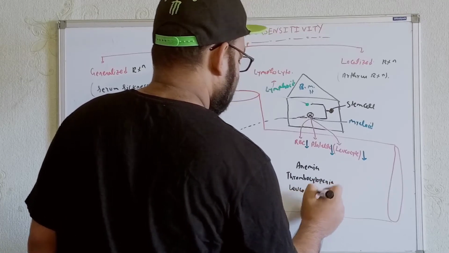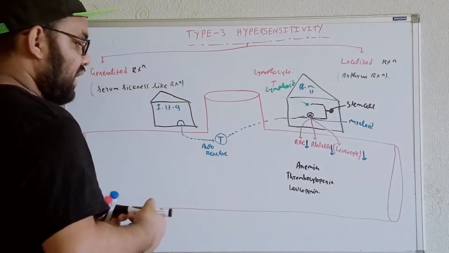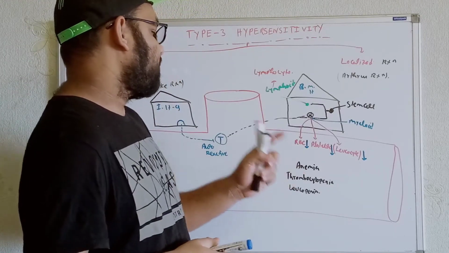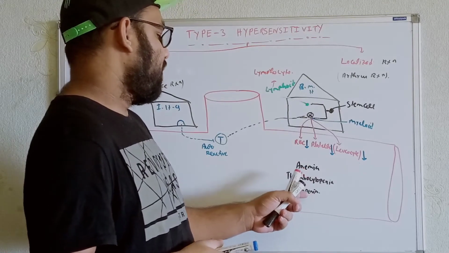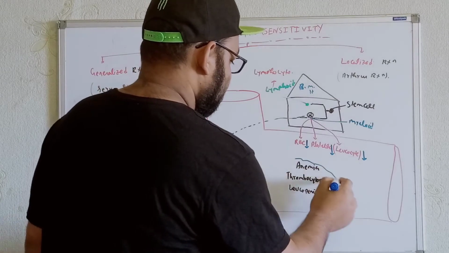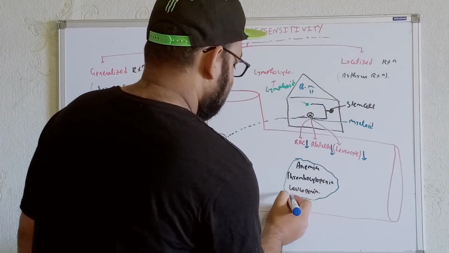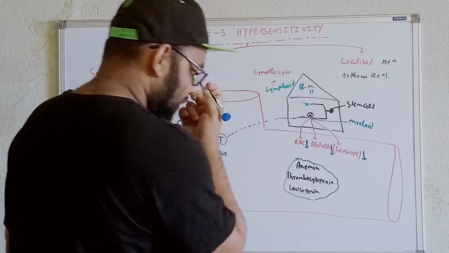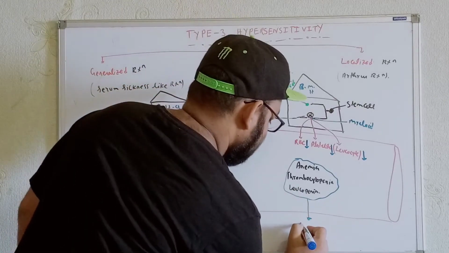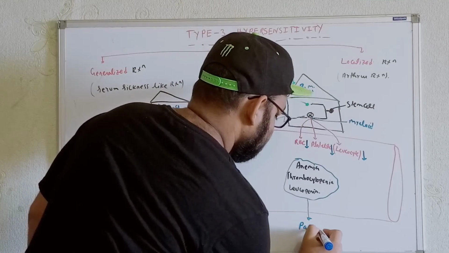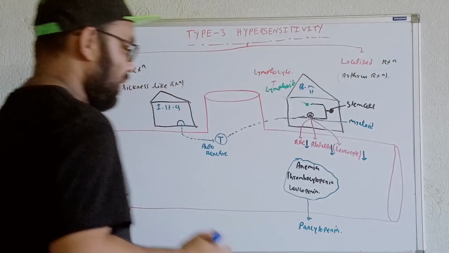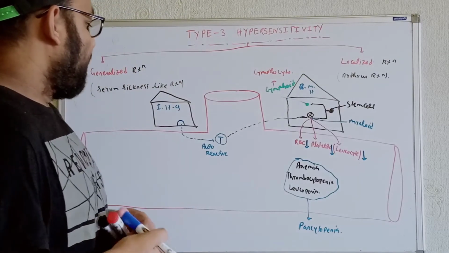Now this whole thing, anemia, thrombocytopenia, and leukopenia, if I combine the terms, what is the collective name for it? Pancytopenia. So you can write it over here, we will get the pancytopenia. Okay.